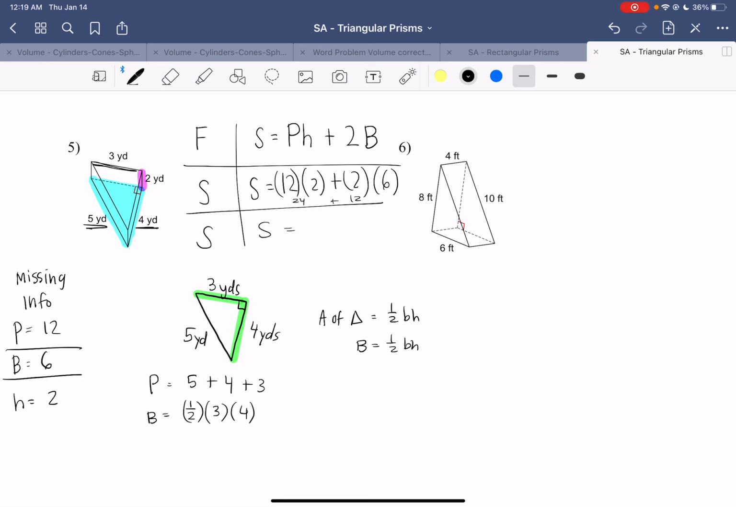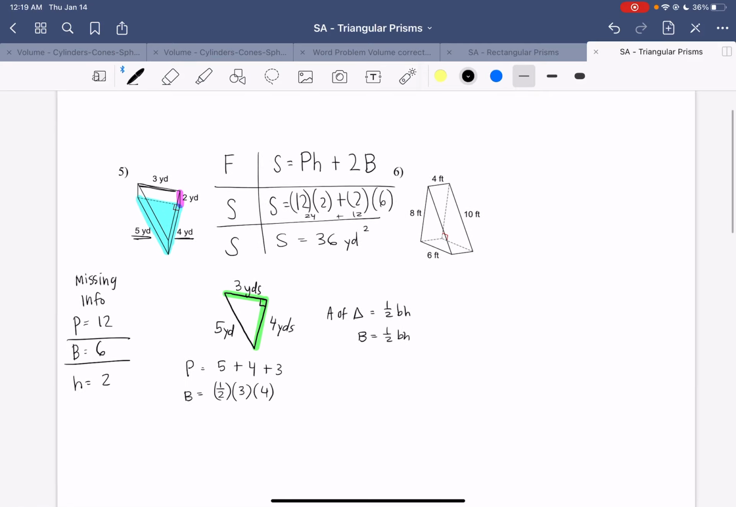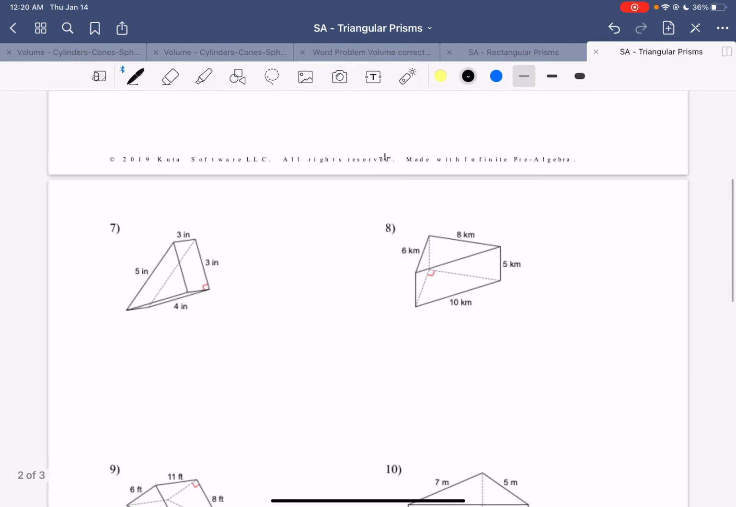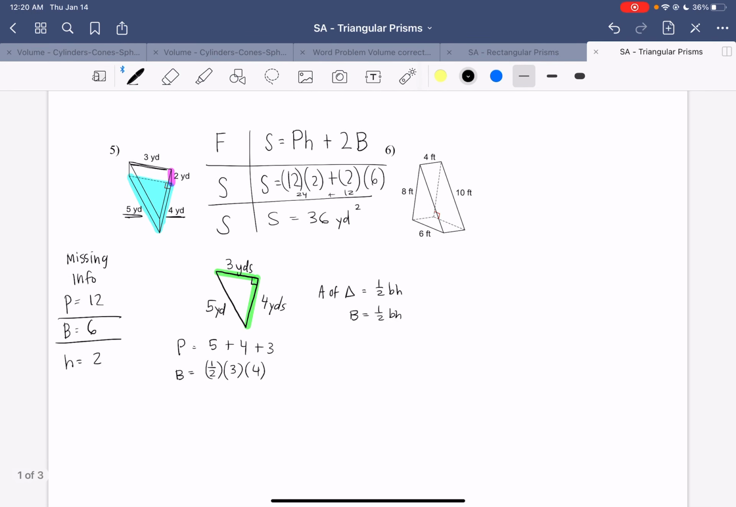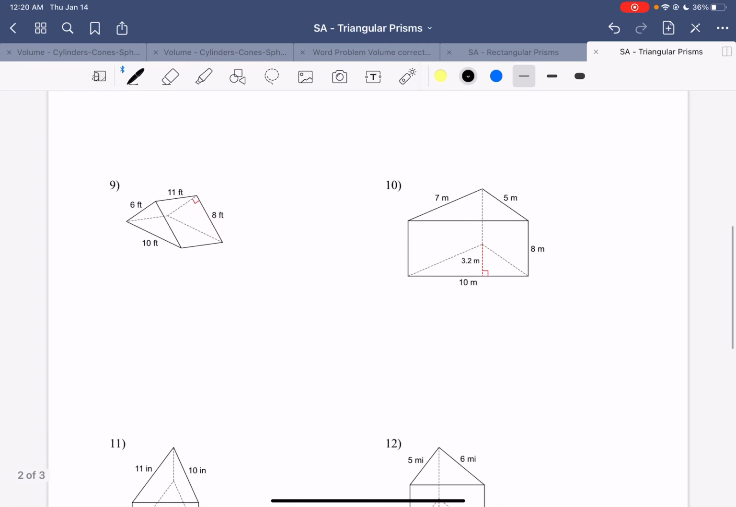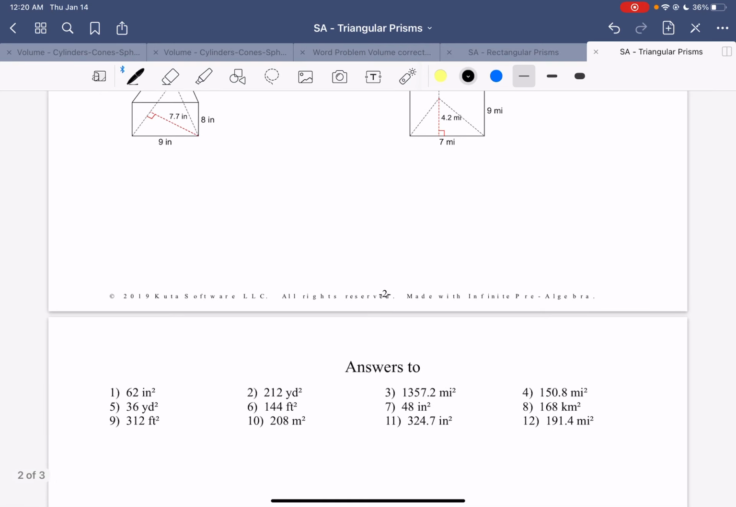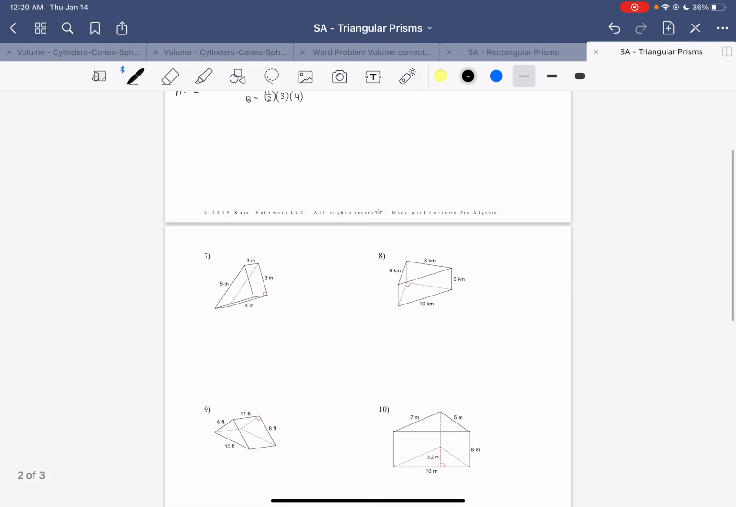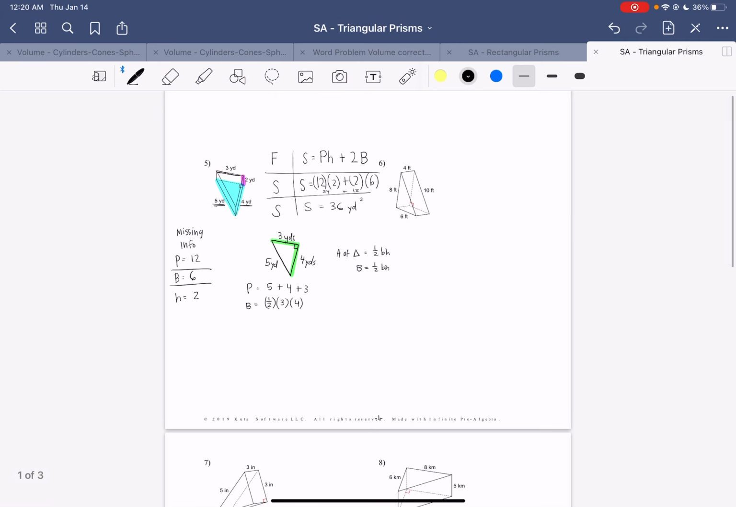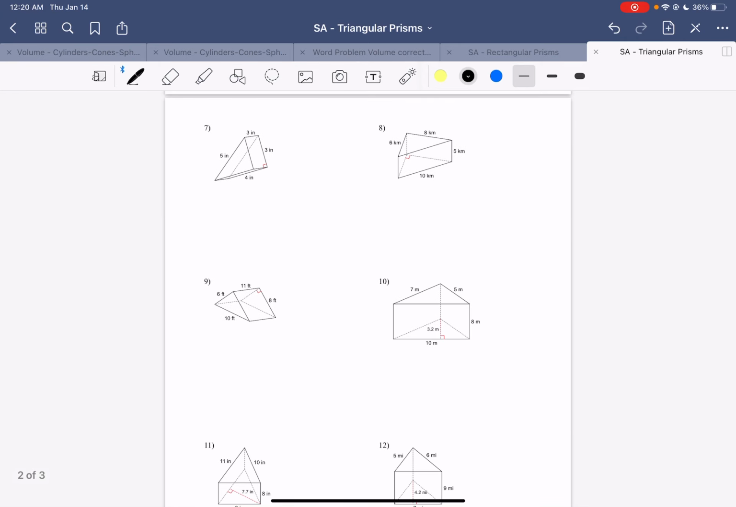So our surface area is going to be 36 yards squared. Let me check that answer down here. Let's check number 5. I checked number 5, 36 yards squared. Okay. Let me see if there is another problem that does not contain a right triangle. So I'm going to hop down to number 10. Do one more.